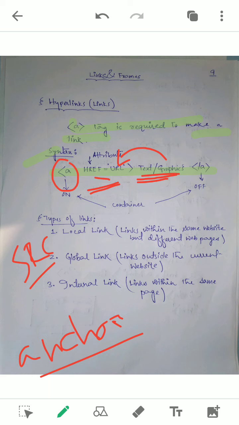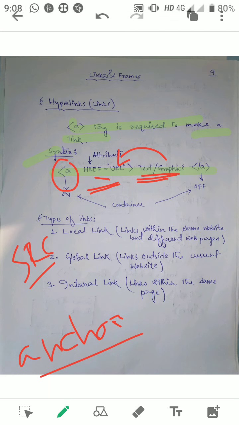So both are urls, but the src url defines which document is to be inserted in HTML, but the href url defines which document is being targeted. Which document is targeted means which document is to be opened when it is clicked.